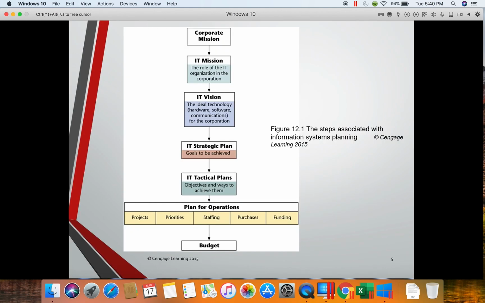This gives us a visual of all the different things that we've just discussed that show the breakdown. The goals that are laid out in the strategic plan are then broken down into objectives in the tactical plans, and then we come up with a specific plan for operations to reach those goals.